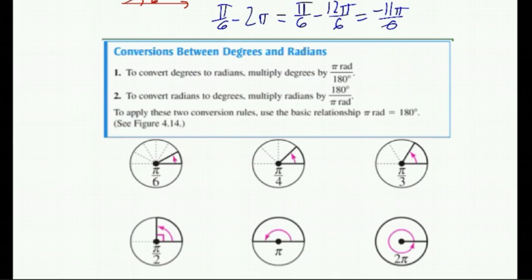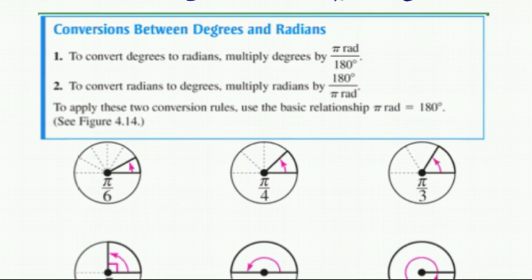For this next part, we're going to be converting between radians and degrees and vice versa. If we're converting from degrees to radians, we're going to multiply the degrees by pi radians over 180 degrees. To go the other direction, we're just going to flip that fraction over. To convert from radians to degrees, we're going to multiply radians by 180 degrees over pi. So in general, the biggest thing is pi radians equals 180 degrees. Everything is based off of that.